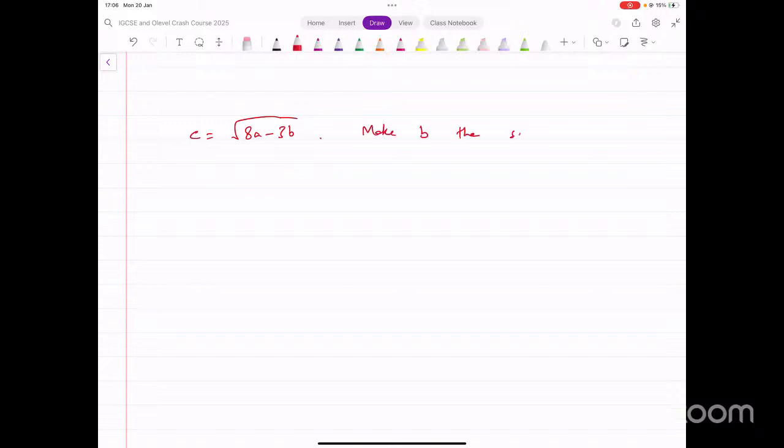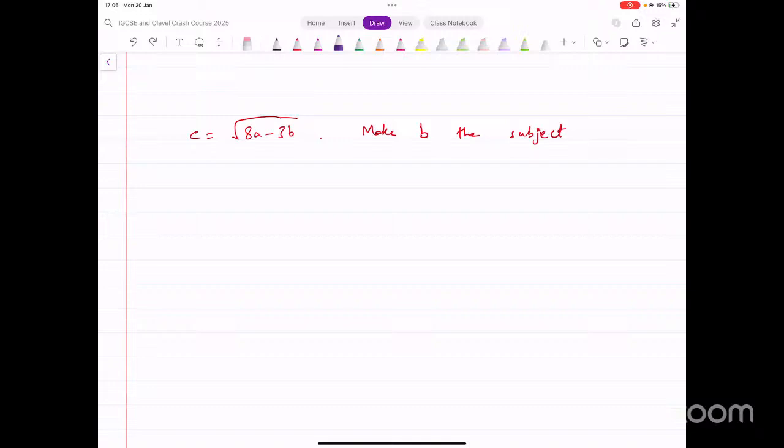Now, when we want to make b the subject, what that means is b should not have any power and nothing should be multiplying with it, right? B should be completely isolated. It should be b power 1, right? So there should be no power on it, essentially. Right now, we have a square root here. How do you get rid of the square root? You can square both sides.